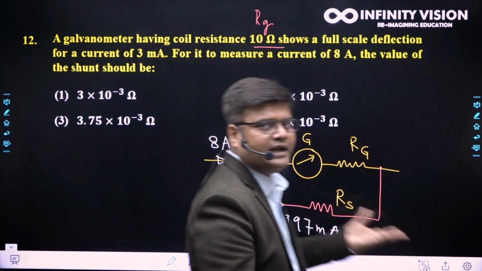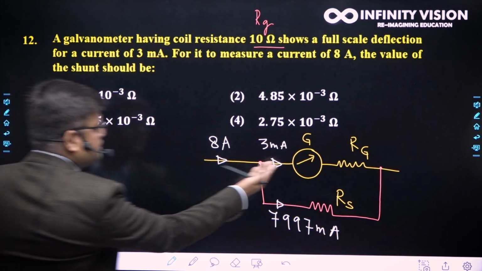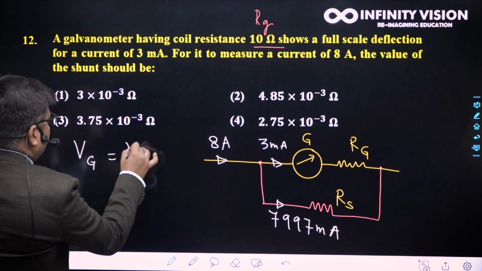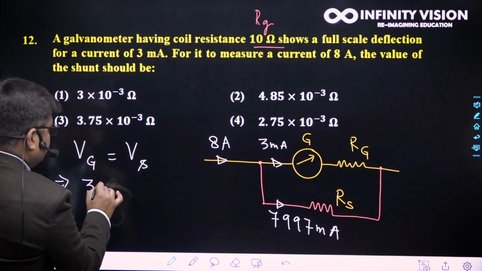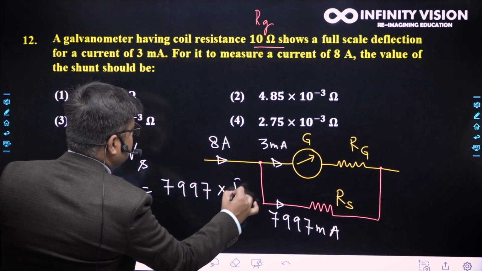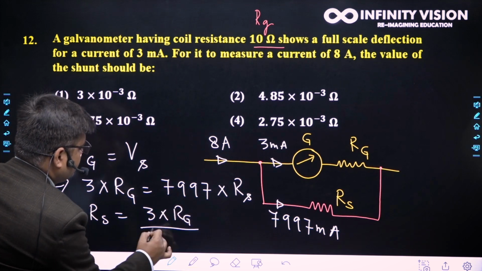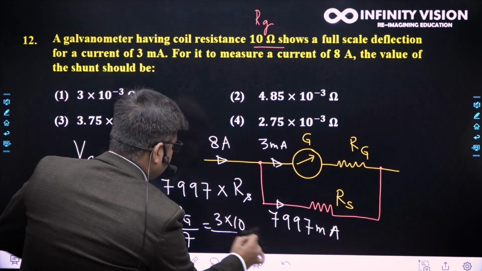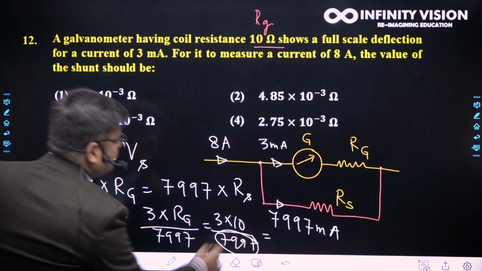Now since galvanometer and shunt are connected in parallel, both will have the same potential difference. The potential difference across the galvanometer and the shunt will be the same. So Vg will be equal to V shunt. So V equal to IR, 3 into Rg will be equal to 7997 into Rs. So Rs will be simply 3 into Rg by 7997. Now the Rg value is given as 10, and this is 7997.